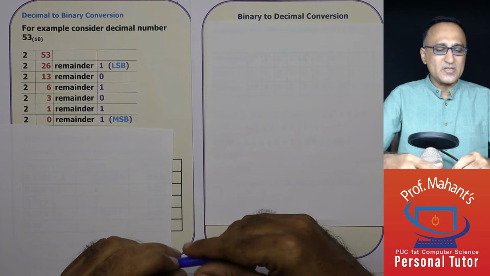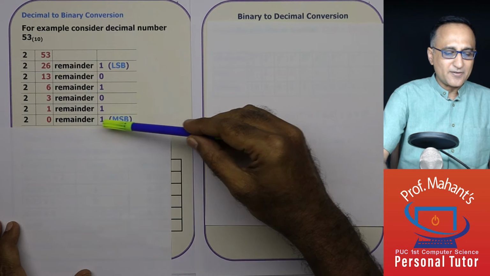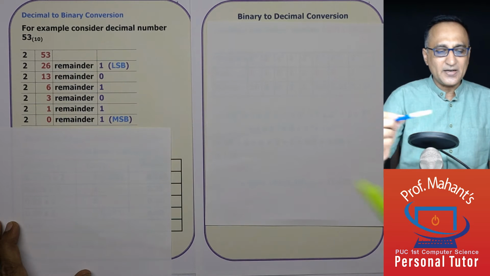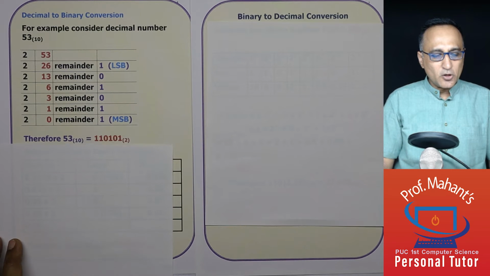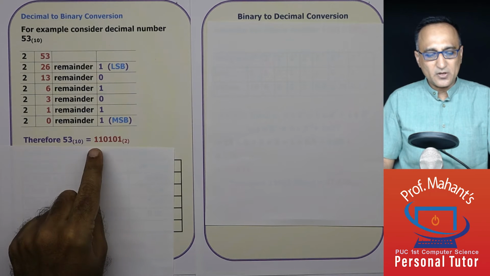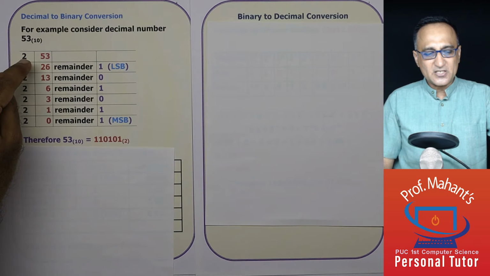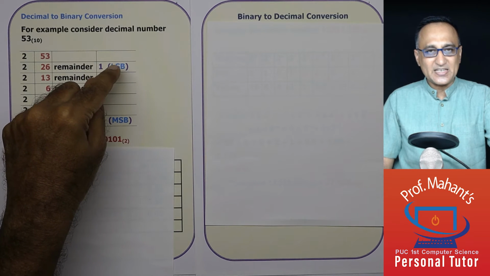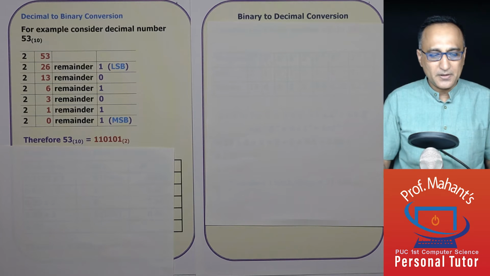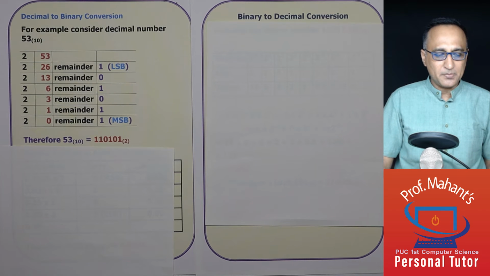Now what you need to do is, starting from the last position, as you move up, this one forms the most significant bit, this forms the least significant bit. So it's going to look like 1 1 0 1 0 1. Here you can see 1 1 0 1 0 1 to the base 2. So the first value you get is the least significant bit. The last remainder you get represents the most significant bit. So I hope you understood how to convert a decimal number to a binary number.